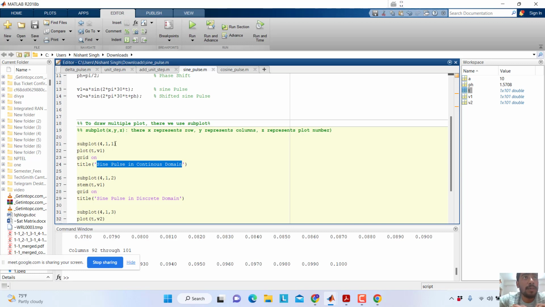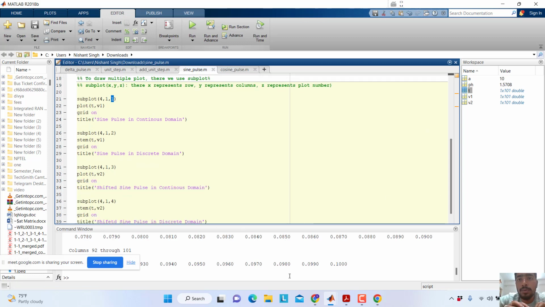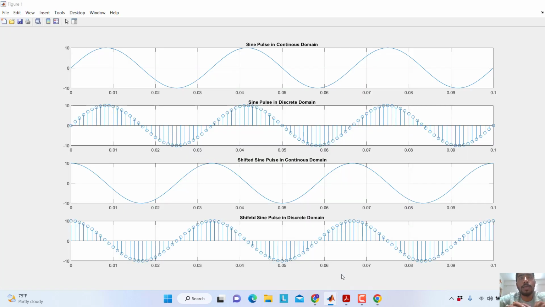The last one is the plot number. Actually, overall we plotted four plots. You look at there, that is plot number one.